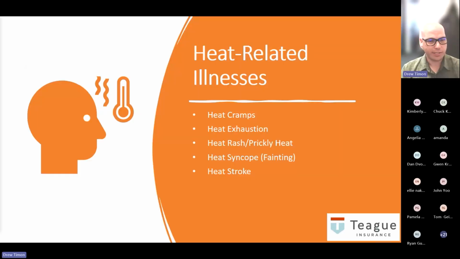All right, so heat-related illnesses. You can experience heat cramps, heat exhaustion, heat rash, or what we call prickly heat, heat syncope, and heat stroke. Now, these are definitely in order of severity, heat cramps being the more common and less severe heat illness, and then heat stroke being life-threatening. But it's not necessarily in the order that they need to present themselves.